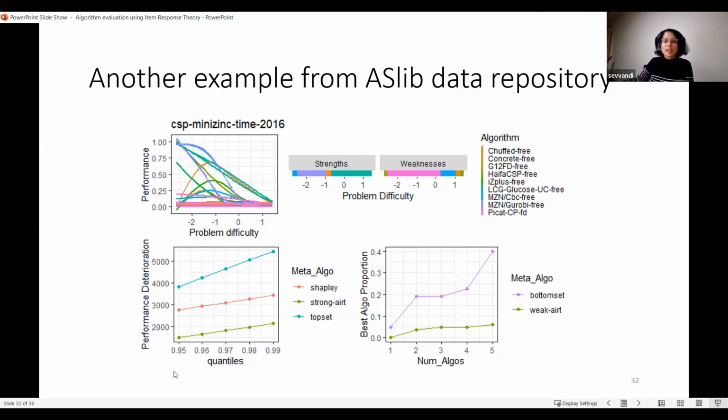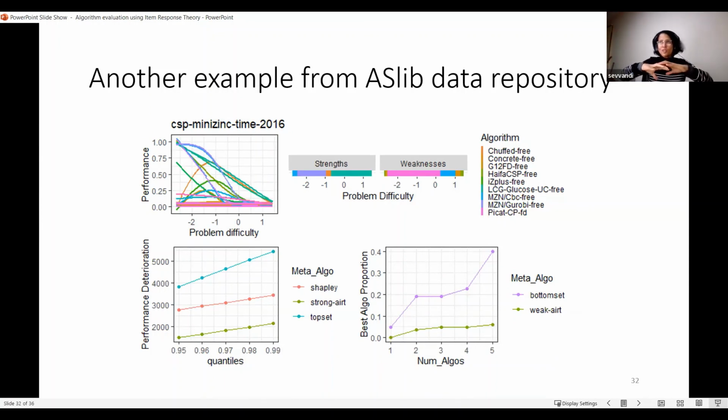And then again, we can plot the performance deterioration. We see that AIRT has lower performance deterioration compared to other baselines. And then we can also look at what happens if you choose the weak portfolio. In the weak portfolio, as you increase the number of algorithms, what's the proportion of best algorithms? Again, AIRT has a lower proportion of best algorithms in the weak portfolio.